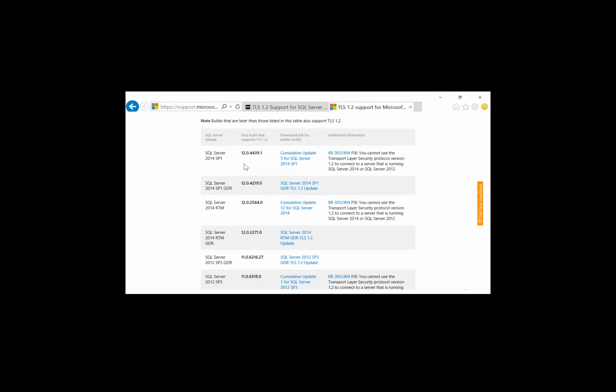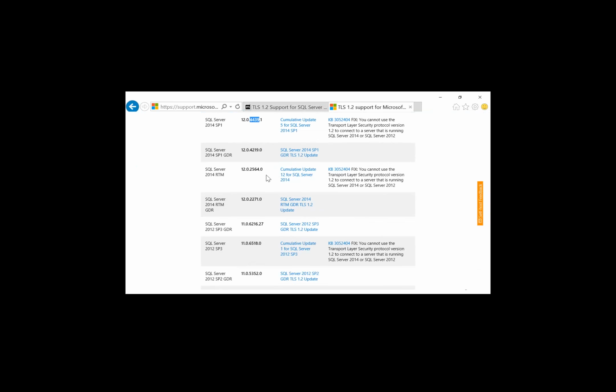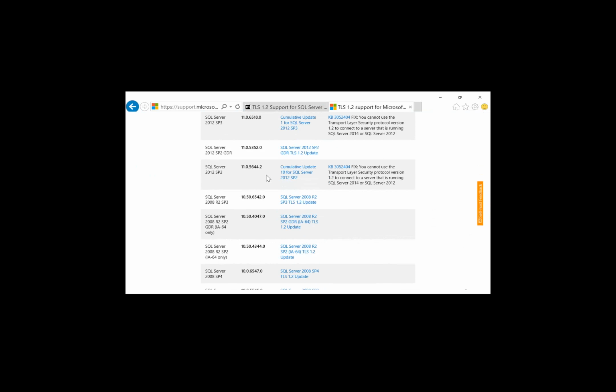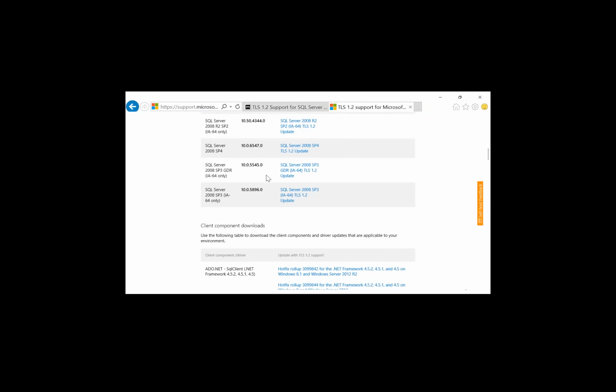The only reason you do not see SQL Server 2016 in there is because SQL Server 2016 RTM supports TLS 1.2 out of the box. So the way to read this is SQL Server 2014 Service Pack 1. If you have that, the minimum build that supports TLS is build 4439. If you install that, and if you're on any build higher than that, you obviously have TLS 1.2 support. And this is only for the database engine. The first table only talks about TLS updates for the database engine.